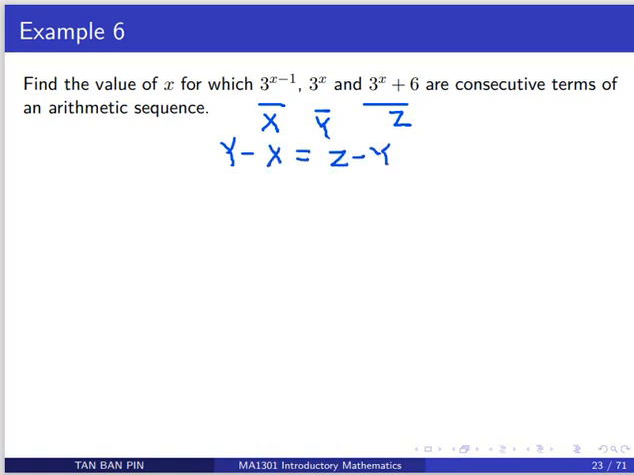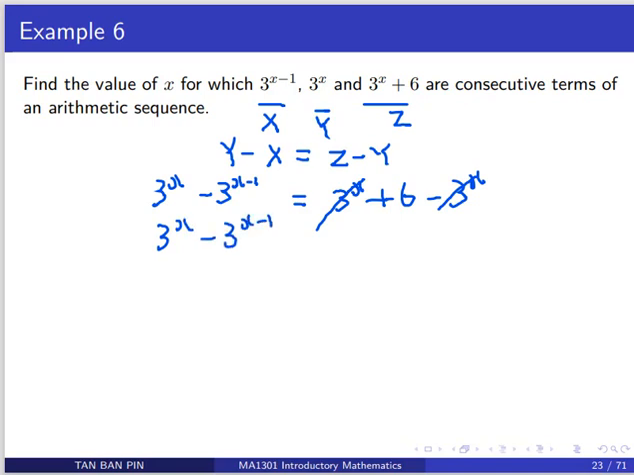That means 3 power x minus 3 power x minus 1 is the same as 3 power x plus 6, then minus 3 power x. 3 power x will cancel out. So with that you have 3 power x minus 3 power x minus 1 is 6.